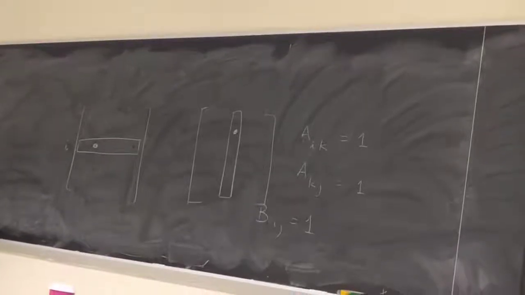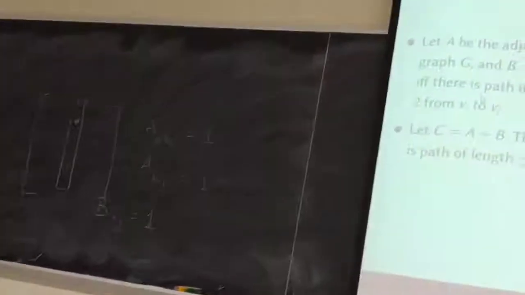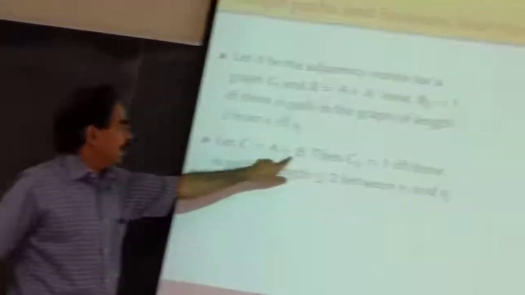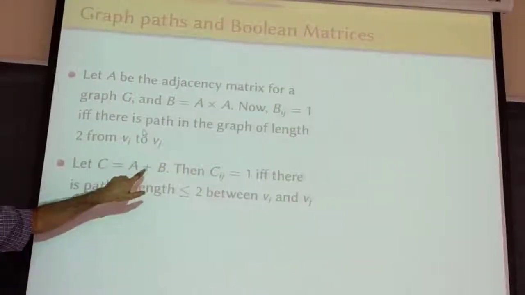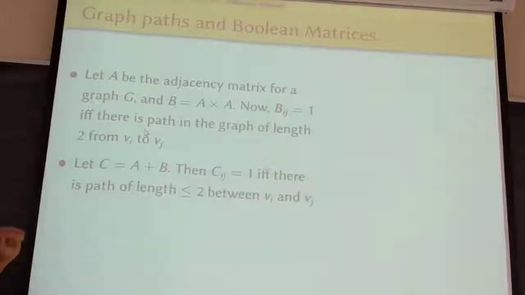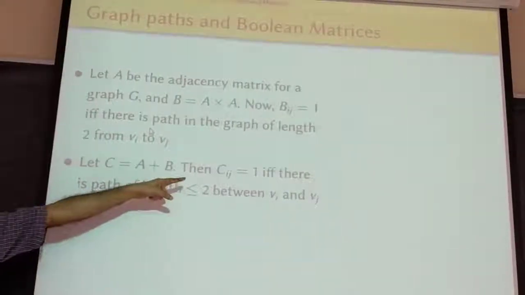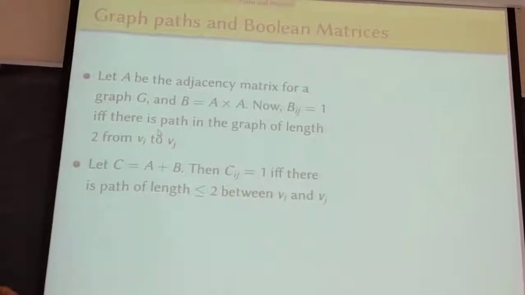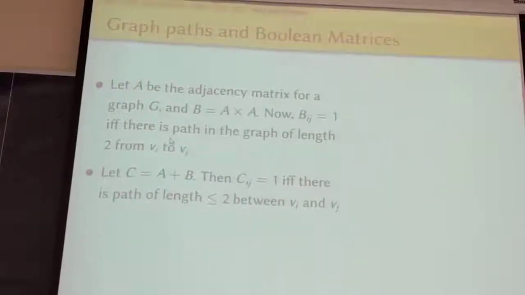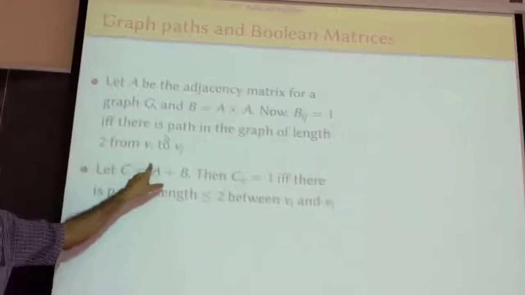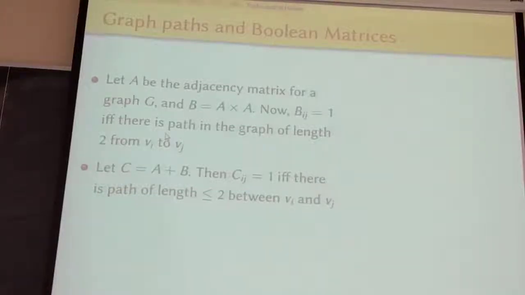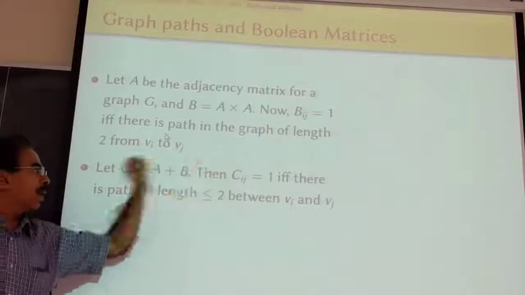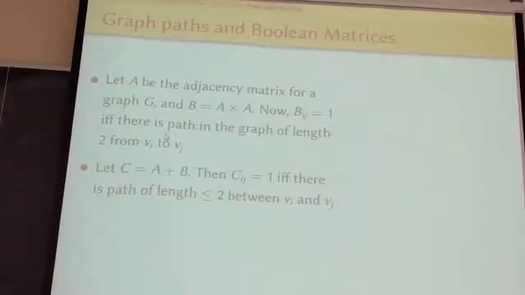Now, if you define C to be A plus B, right? A is the original graph, or original matrix. B is the product of the matrix, so A times A. So you add those two. Now C_ij will be 1, provided there is a path of length 1 or length 2, right? So A_ij will be 1 if there's a path of length 1. B_ij will be 1 if there's a path of length 2. So in A plus B, you will have C_ij equal to 1 if there is either a path of length 1 or length 2, right? Any questions?